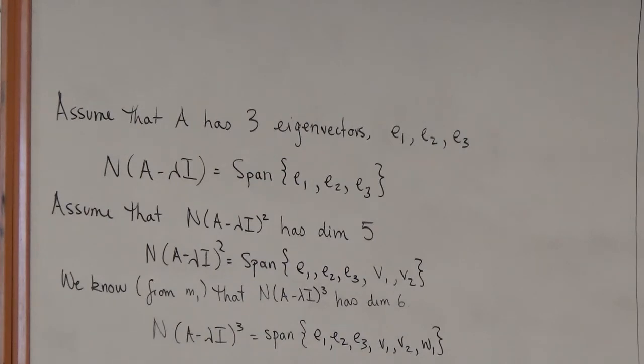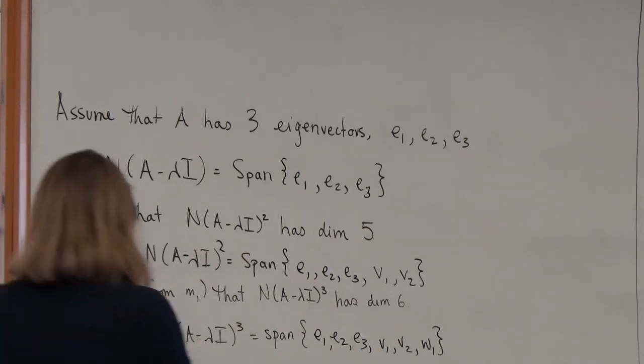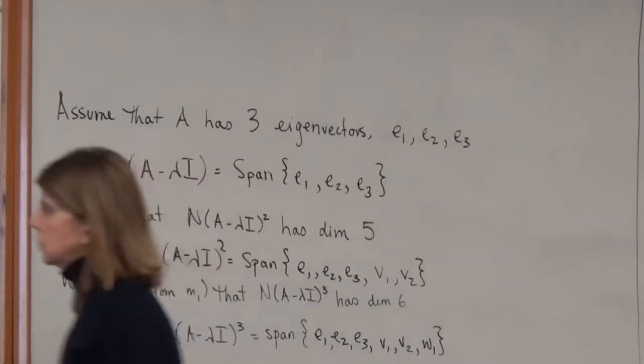We'd like to choose these additional basis vectors to get a nice or close to diagonal form for A, which we're going to call the Jordan form. Okay, so why don't we choose V1, V2, and W1?